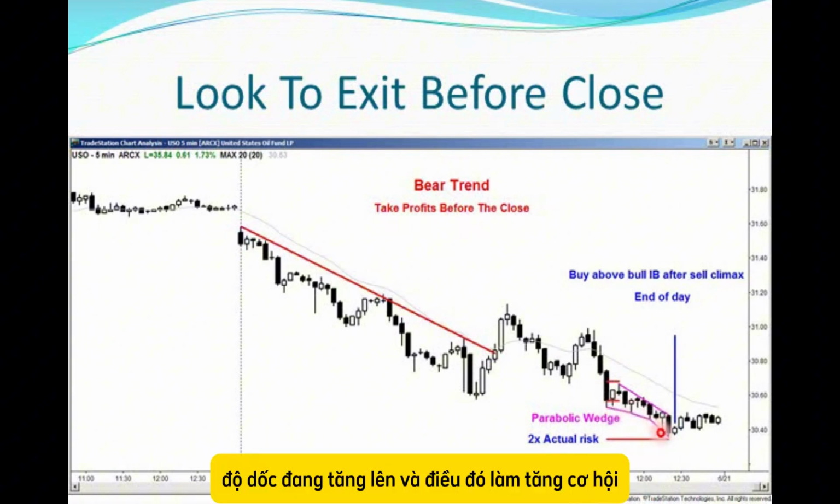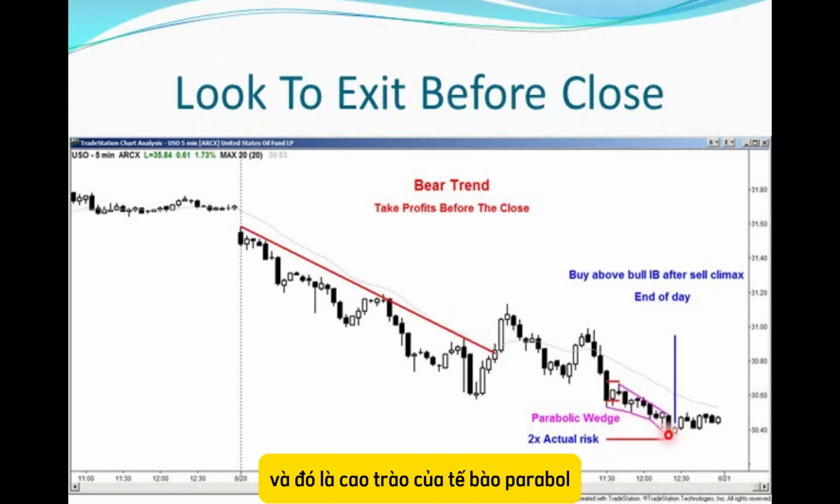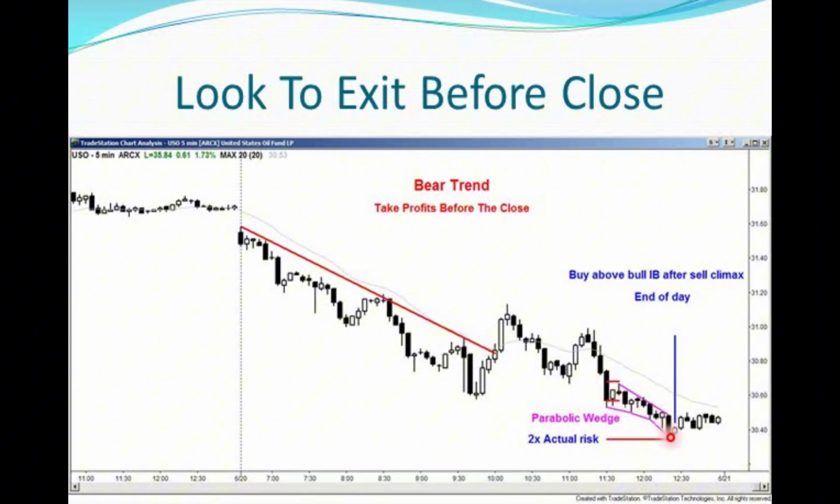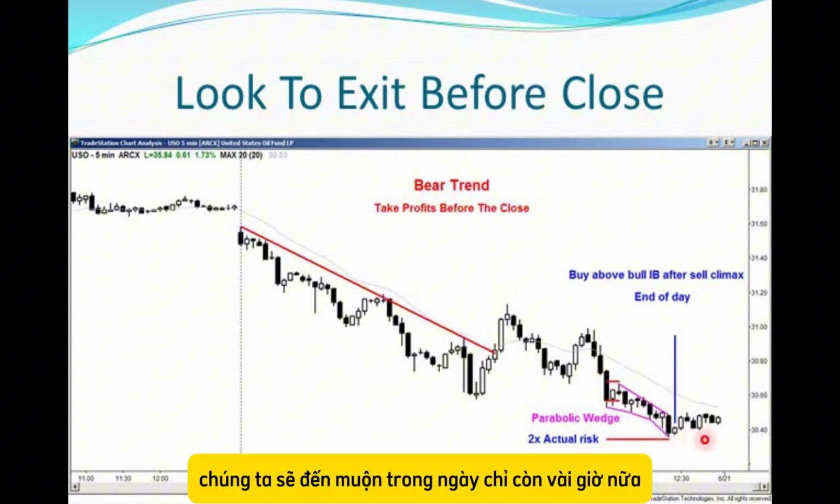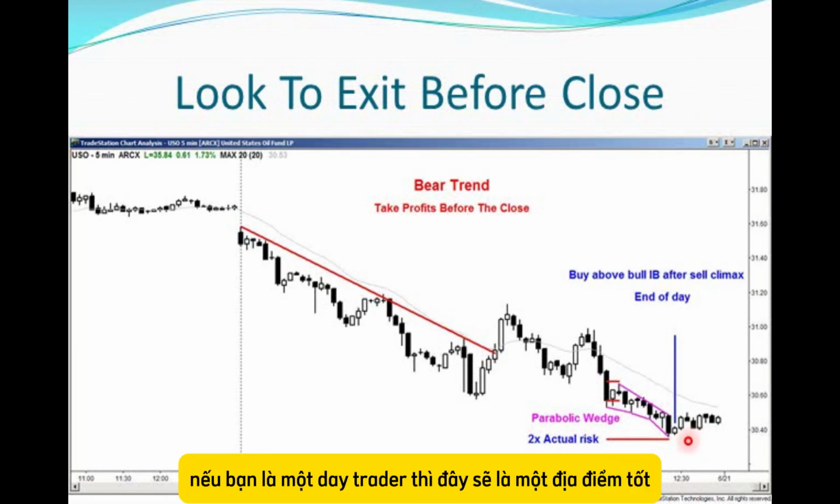The slope is increasing, and that increases the chances that this is a climactic sell climax and end of the move. For the bulls, they see a bull inside bar after a sell climax, and it's a parabolic sell climax. We're getting late in the day, only a few bars left. You need to take profits before the end of the day if you're a day trader.